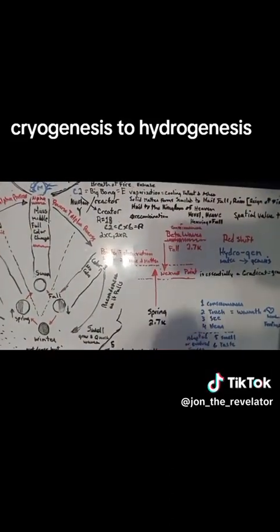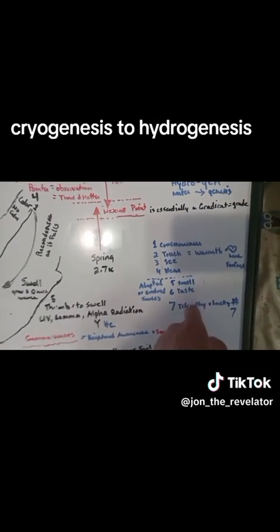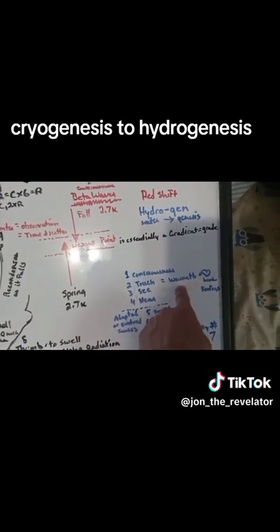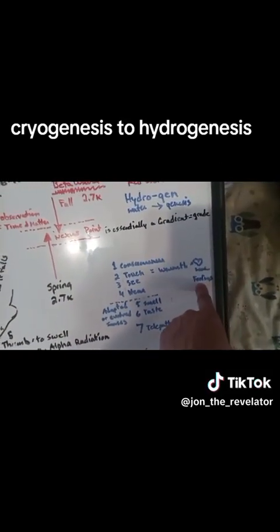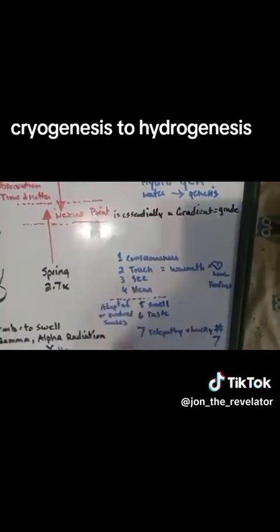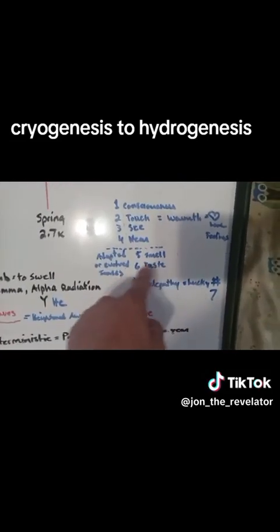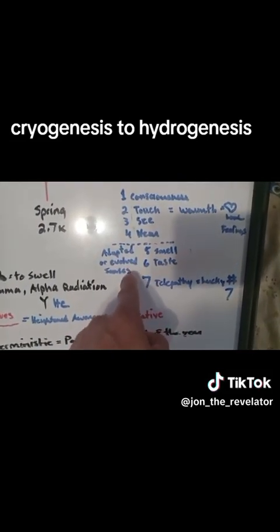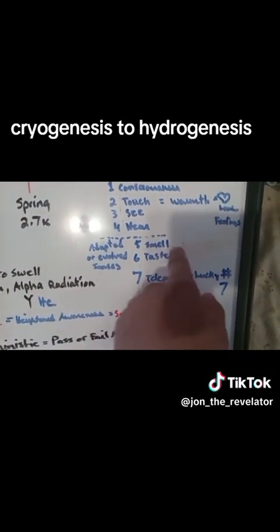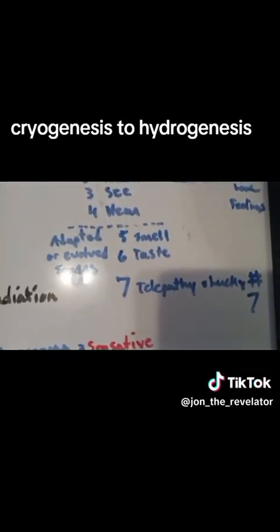Now, technically, we have 7 senses. Well, we have 6, and potentially the 7th. The first one is consciousness. The second one is touch, which is the warmth, the love, the feelings, feeling the warmth and light. Remember, sensitivity here, awareness. The third is to see. The fourth is to hear. Those are the fundamental senses. Then you have your evolutionary or adapted senses, which is to smell, to taste, and then the seventh is telepathy. Lucky number 7.